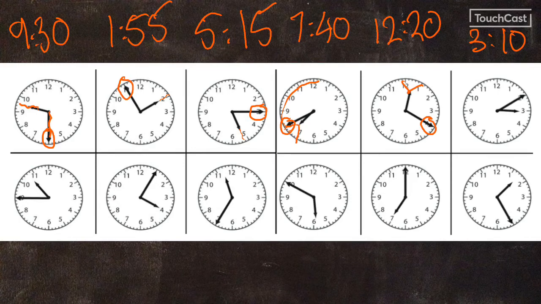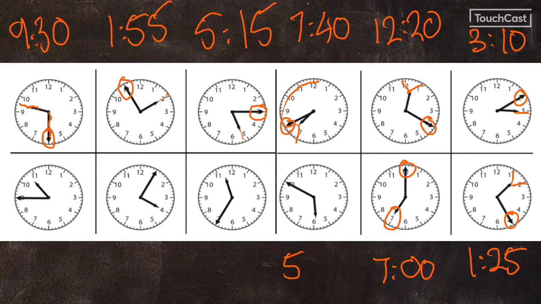3:10 for the next one, just after the 3, and pointing right at the 2. 2 lots of 5 is 10, so 3:10. Next one, 1:25. So it's in between the 1 and the 2, and pointing right at the 5. 5 lots of 5 is 25. This one should have been a nice easy one, right at the 7 and then at the 12. Right at the 7 means 7 something, at the 12 means o'clock. So right on the start of the new hour.